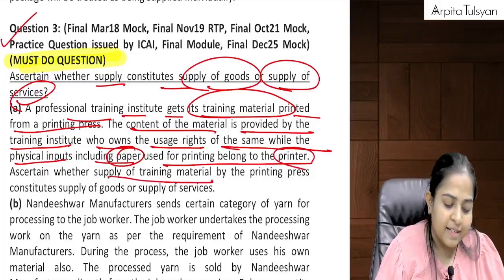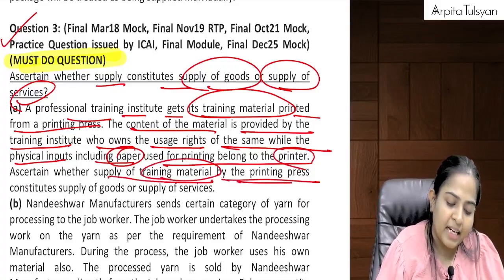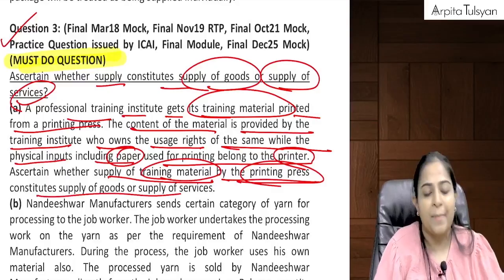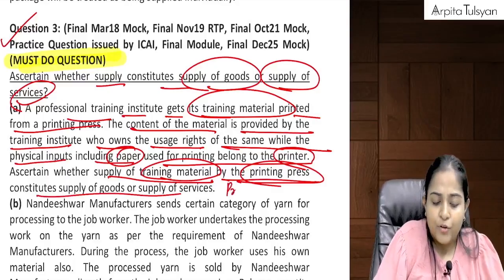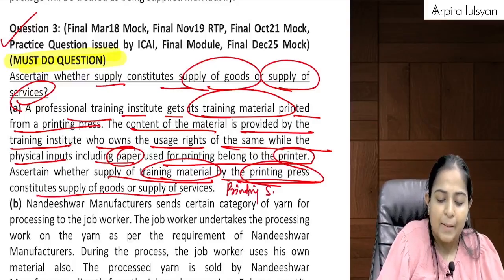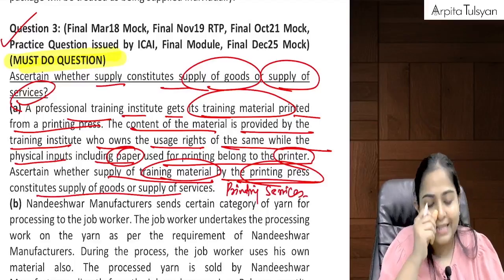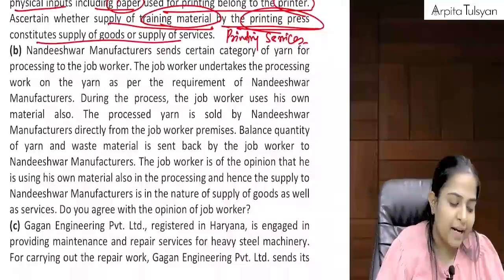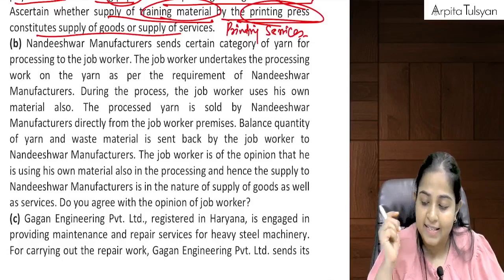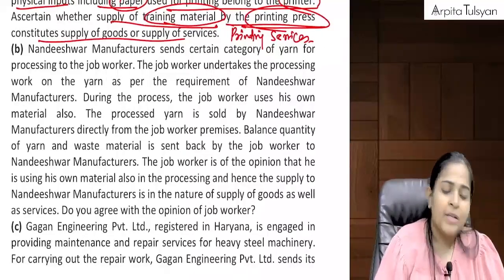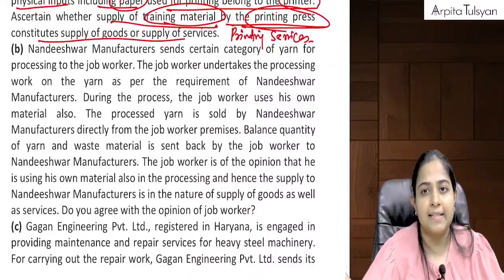So ascertain whether this supply of training material by the printing press will be considered as supply of goods or supply of services. We have discussed that this will be considered as supply of printing services by them, and hence it will be considered as supply of services. We have already discussed this in the circular, so you can give the reference as per the GST circular.